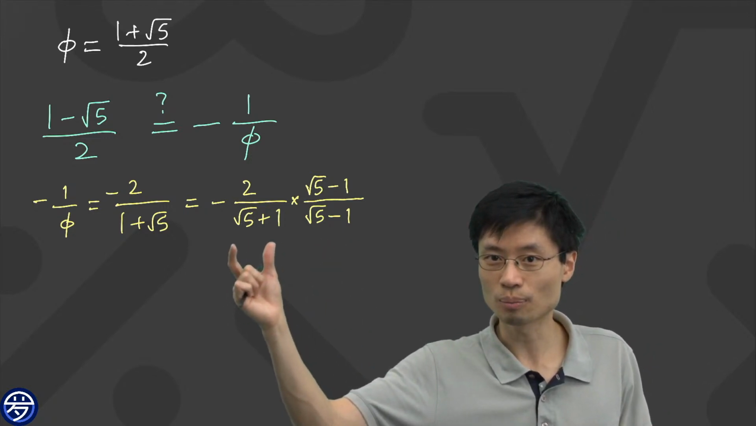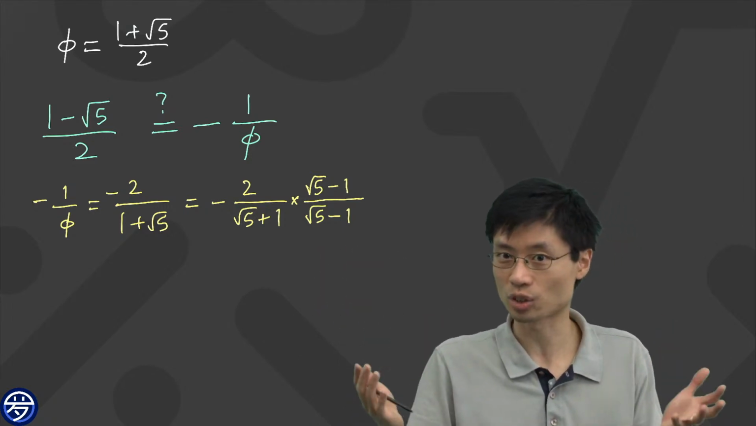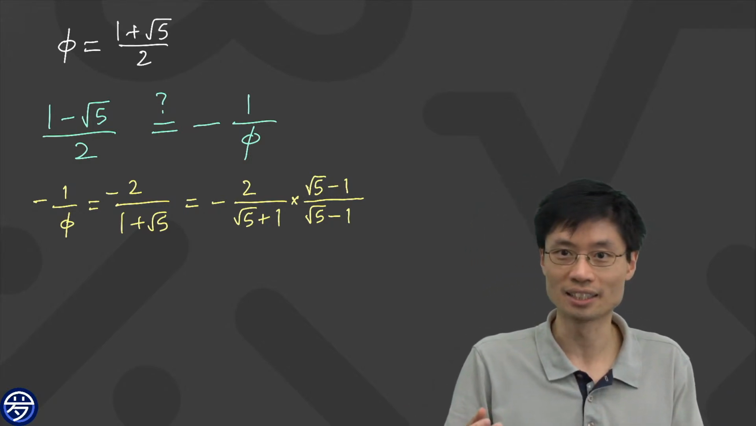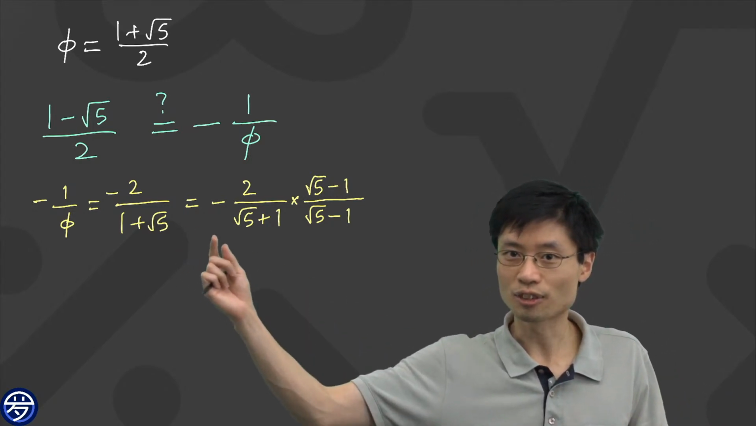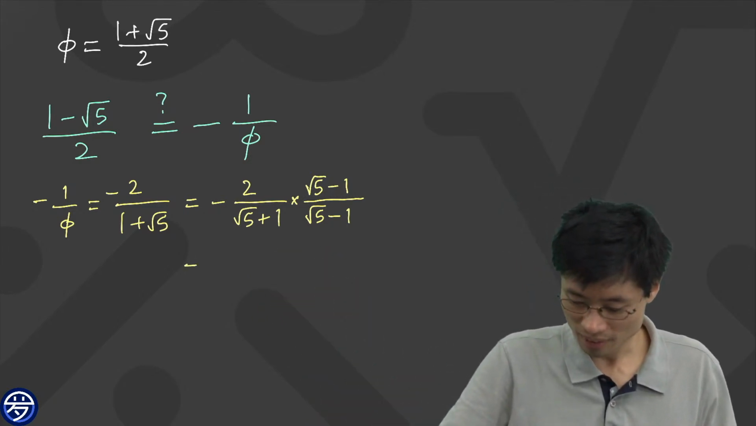Well, because if I multiply root 5 plus 1 by root 5 minus 1, this is called a difference of squares. Something plus something times the first thing minus the second thing is the first thing squared minus the second thing squared, if you try to expand it out. Let's do the top first.